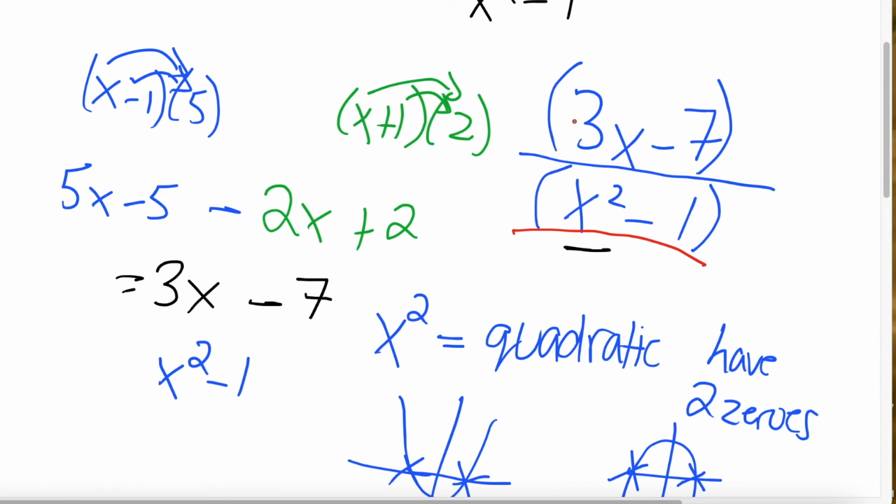So our final answer is going to be 3x minus 7 divided by x squared minus 1, and we know that x in this denominator cannot equal 1 or negative 1, because in that case the denominator will be equal to 0, which is our restriction. So that's the answer for problem number 2. So let's go ahead and start problem number 3.